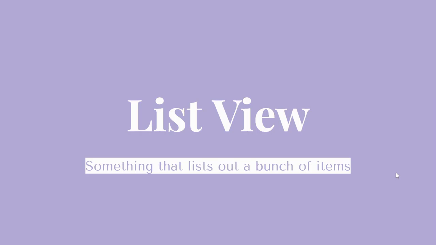List view is something that lists out a bunch of items. Pretty self explanatory, right? On a phone, this counts as anything you scroll through, and therefore, it's something that you'll encounter in almost every single app on your phone.